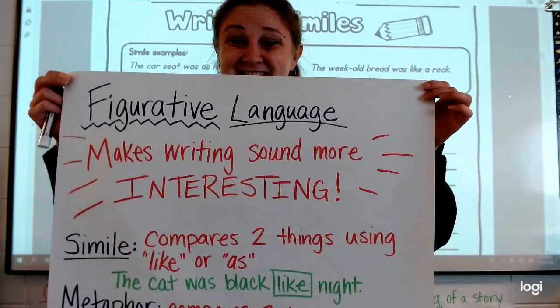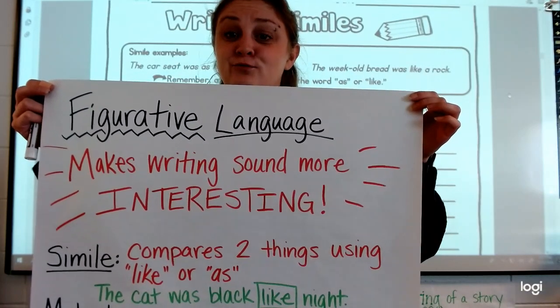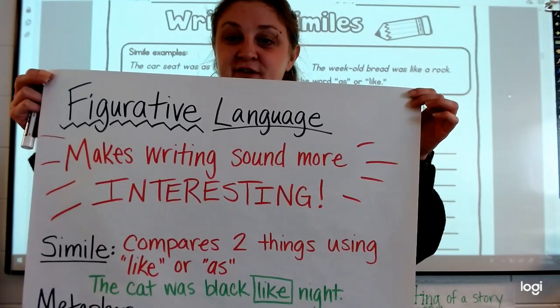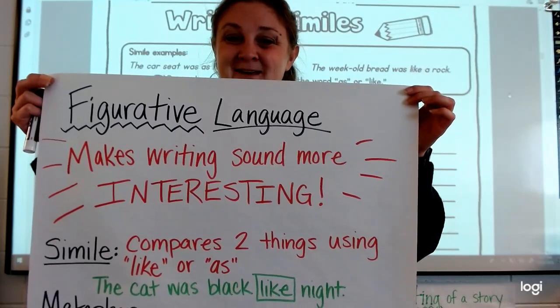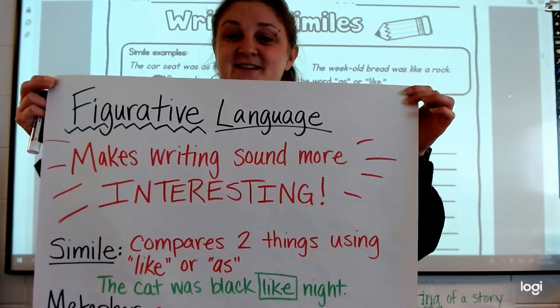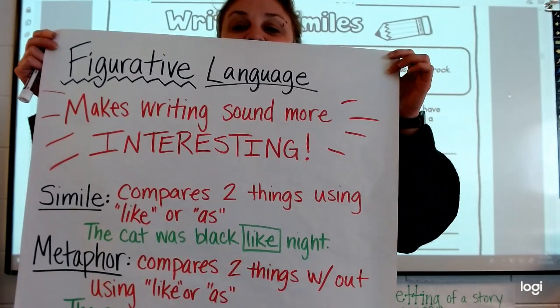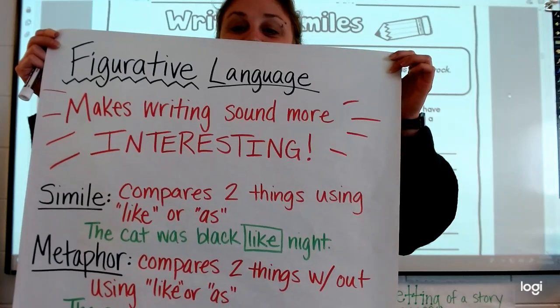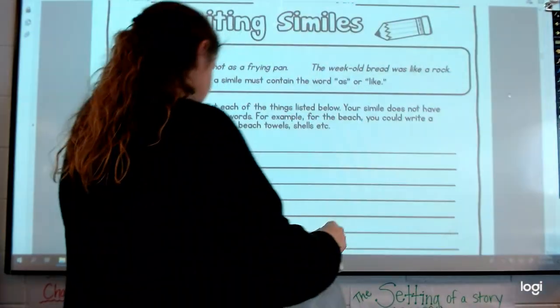All right. Yesterday, we learned similes. They compare two things, but the rule is they have to use like or as. So there's our example. The cat was black like night. Okay? I didn't say the cat was night. I said he's black like night. A metaphor compares two things without using like or as, and that is what we will learn new today. Okay? But before we move on to metaphors, I need us to review similes.